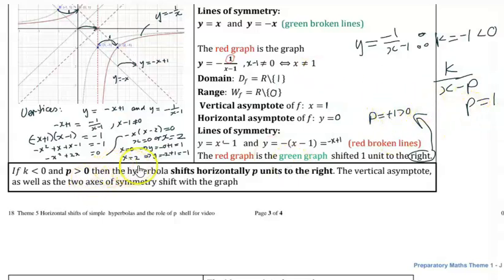So if it happens like this, if K is negative and P is positive, the K negative just tells us in which quadrants we're going to land. The P positive shifts the hyperbola horizontally P units to the right. In this case, it was 1 unit to the right.